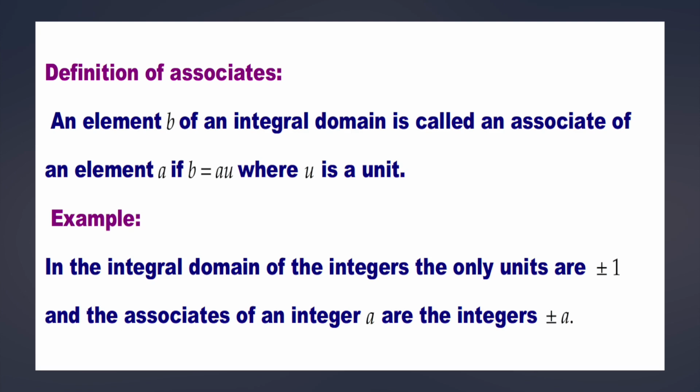An element B of an integral domain is called an associate of an element A if B equals AU, where U is a unit. For example, in the integral domain of the integers, the only units are plus or minus 1, and the associates of an integer A are the integers plus or minus A.